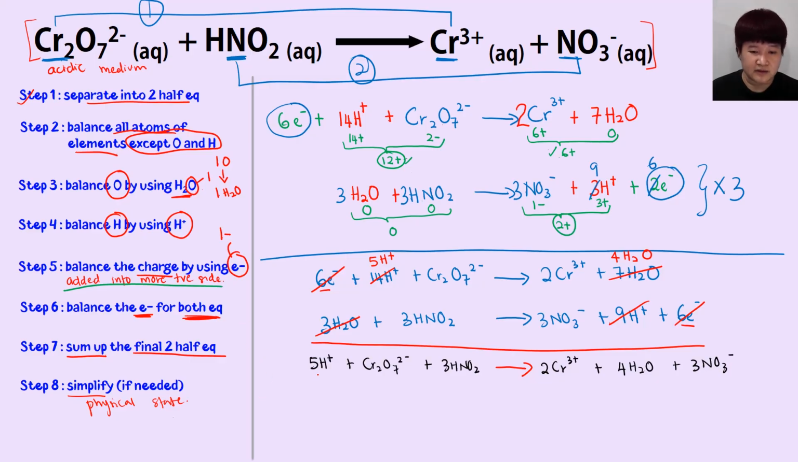So can we simplify them? I have coefficients 5, 1, 3, 2, 4, 3. So we cannot simplify them, and this is the simplest that we can have. But that is not your final answer because we don't have the physical states. H plus is in aqueous, all the ions, cation and anion, will be in aqueous. That is your aqueous. Your water will be in liquid. Your NO3 minus will be aqueous. And that is your final answer.